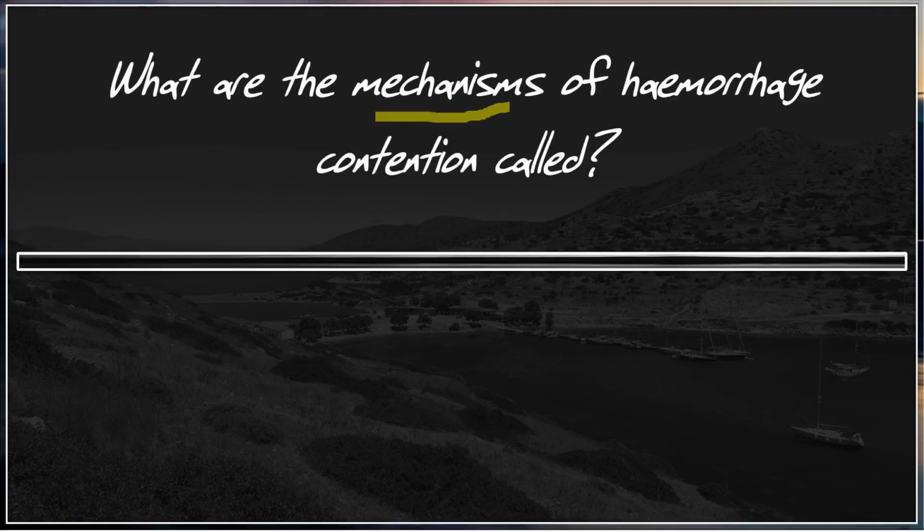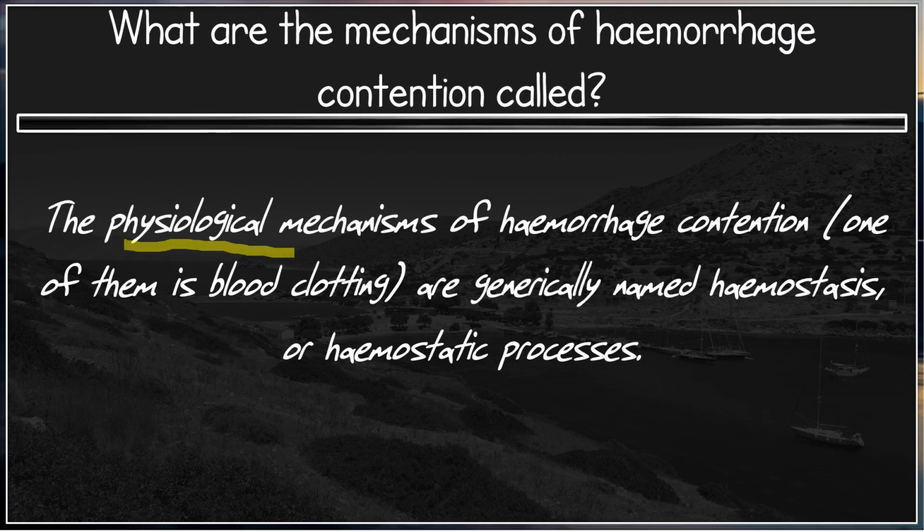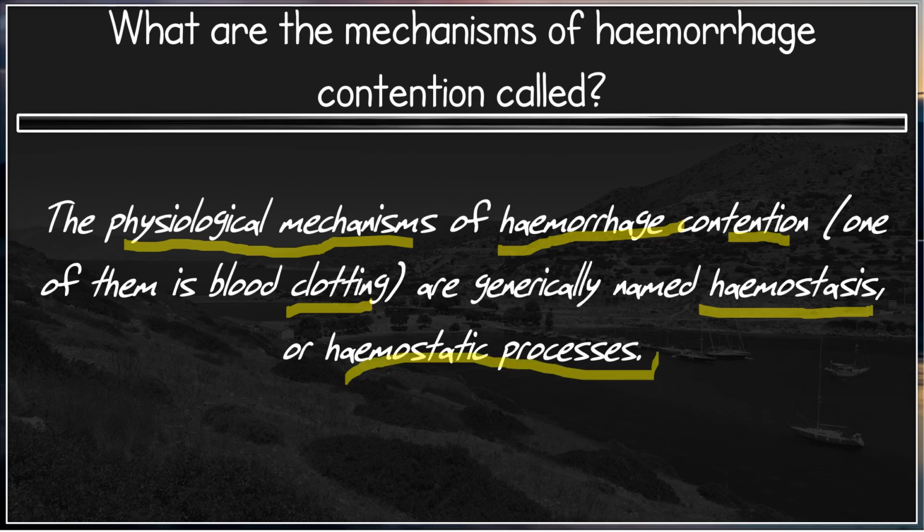What are the mechanisms of hemorrhage containment called? The physiological mechanisms of hemorrhage containment, one of them is blood clotting, are generically named hemostasis or homeostasis processes.